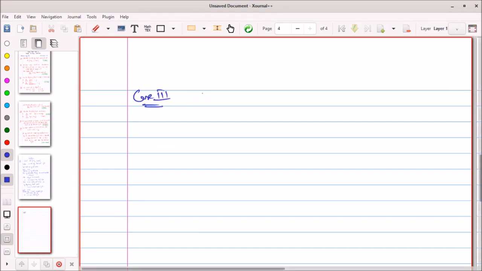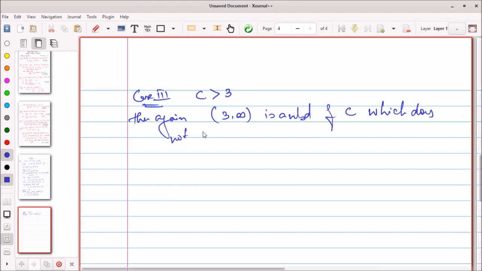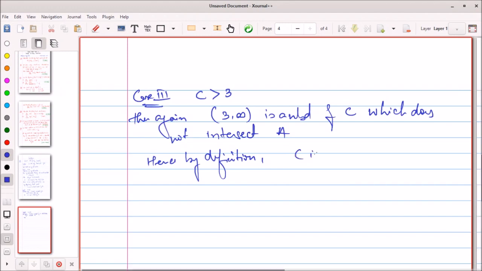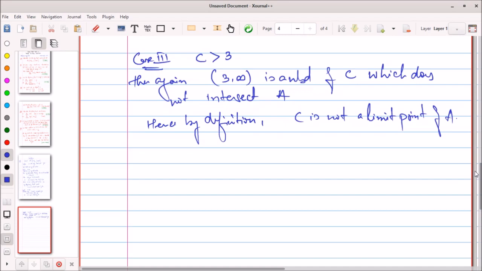Case 3, c is greater than 3. Then again (3, infinity) is a neighborhood of c which does not intersect A. Hence, by definition, c is not a limit point of A. So we have shown that if c is less than 2, then c is not a limit point. If c is greater than 3, then c is not a limit point.